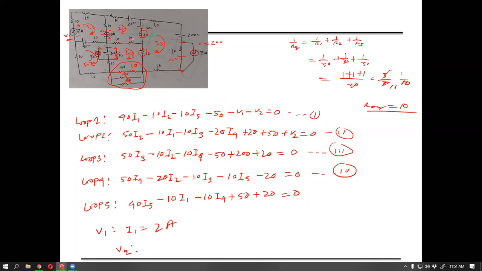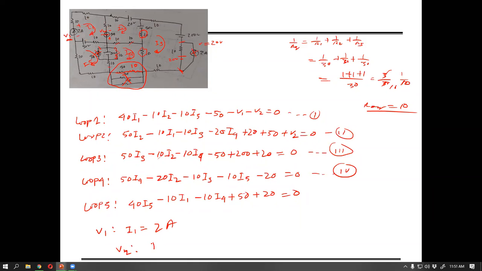Now another current, V2 portion. This current flow I2 equal to minus 3. Na ta holo keno? This current is shared current. This loop and this loop, both loop. So if positive portion to negative, this is the right portion flow. This portion flow is reverse portion. So right portion minus reverse portion, so I1 minus I2.